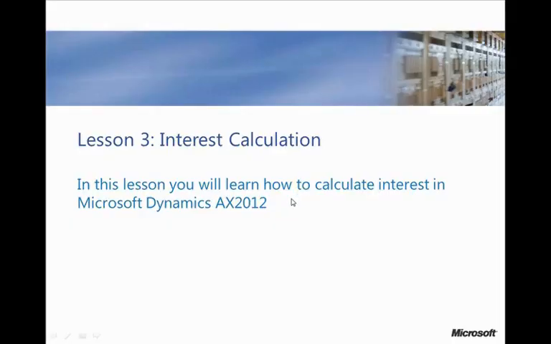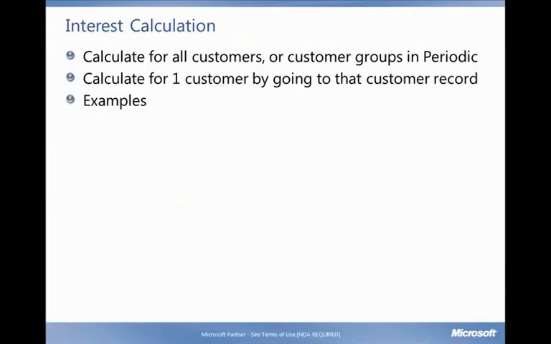The next step, which we already got started with a little bit, was learning how to calculate interest. We can calculate for all customers, and we can calculate for one customer by either going to that customer record or by selecting that customer in the interest calculation form. So we'll go through some more examples.